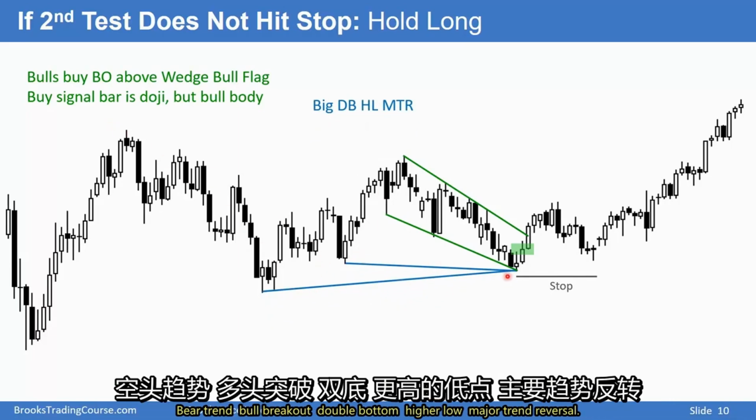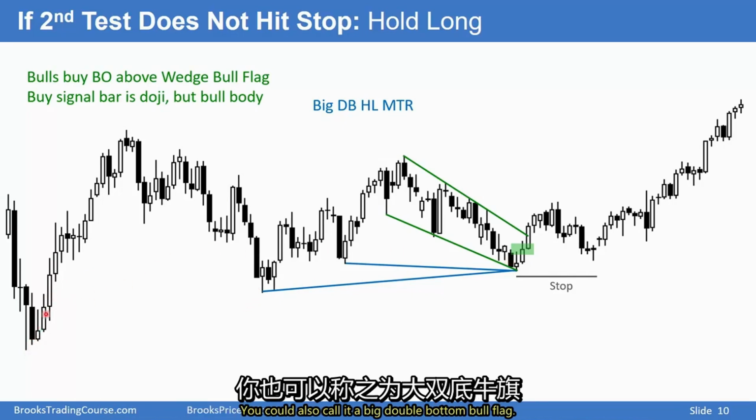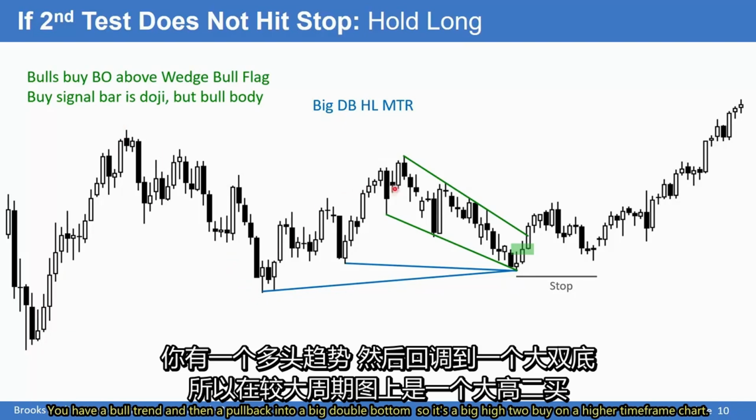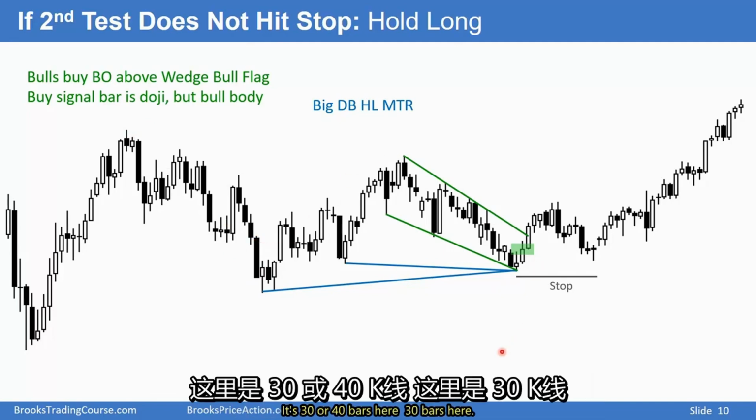Bear trend, bull breakout, double bottom, higher low, major trend reversal. You can also call it bull trend, bear reversal to a big double bottom, higher low, major trend reversal. You could also call it a big double bottom bull flag. You have a bull trend and then a pullback into a big double bottom, so it's a big high to buy. On a higher time frame chart, it could simply be a few bars down. On this time frame, it's 30 or 40 bars here, 30 bars here.